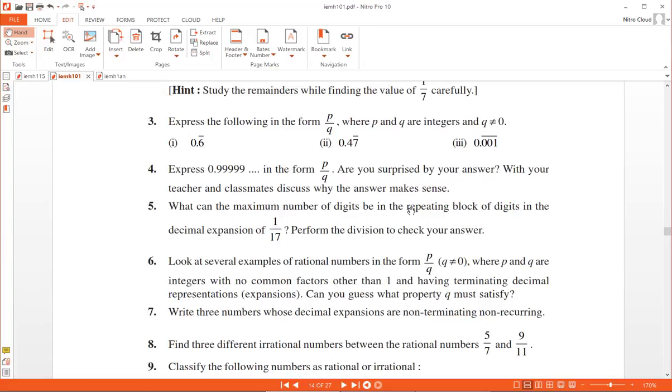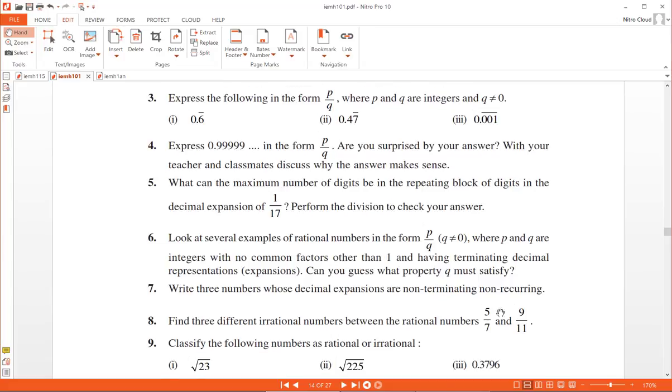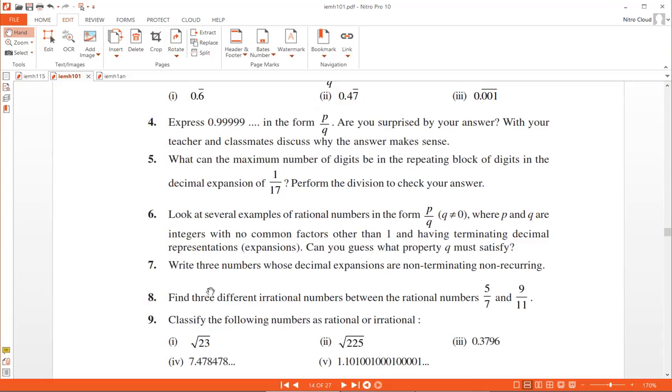What is the maximum number of digits in a repeating block of digits in the decimal expansion of 1 by 17? So in the example of 1 by 7, we saw that there were 6 digits repeating. Here the maximum number would be 16. And you can perform the division to check your answer. Look at several examples of rational numbers. So they are trying to ask about the 2 to the power x, 5 to the power y property. You should be able to do this now.